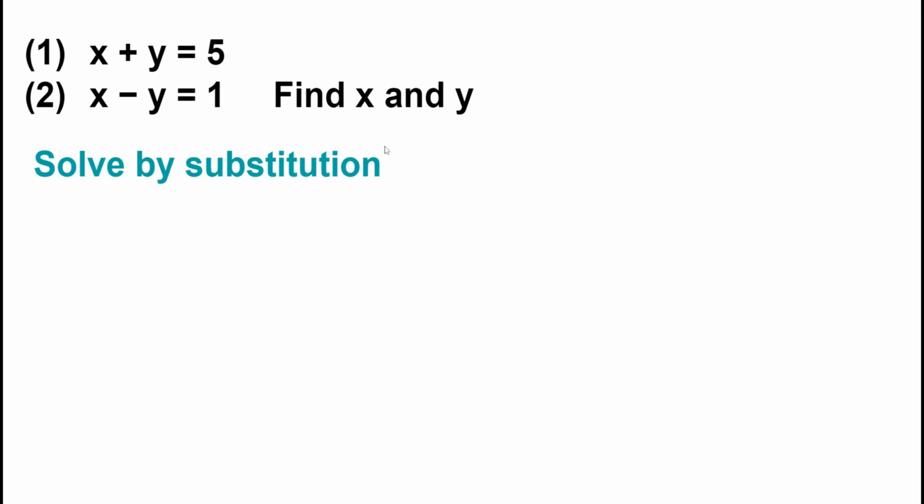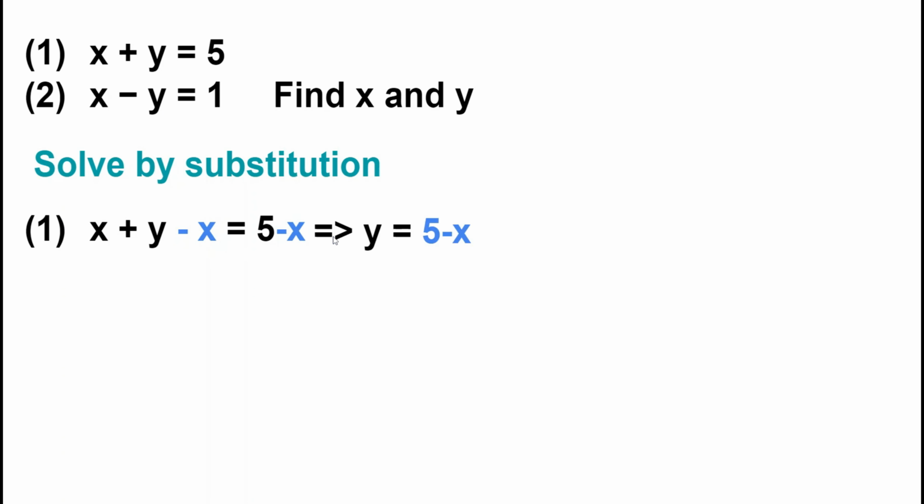We can resolve it by substitution. By substitution means that we try to find y in the first equation and then inject it in the second equation. So we have x plus y minus x equals 5 minus x. So y equals 5 minus x. Now that we found y, we just inject it in the second equation.